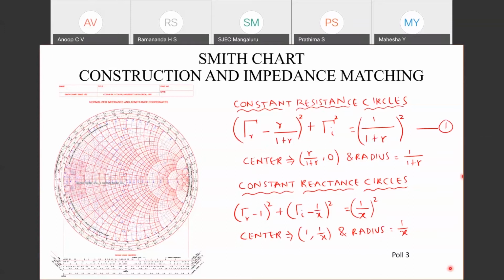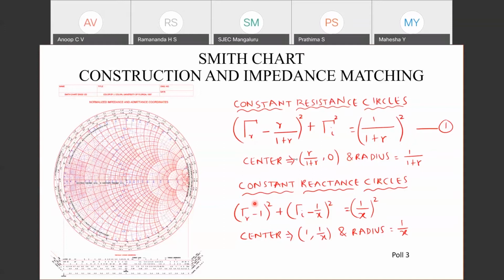Basically, I want to teach students how the Smith chart can be constructed. How can I tell these are constant resistance circles? How these are constant reactance circles? It's actually a sub-problem of that.